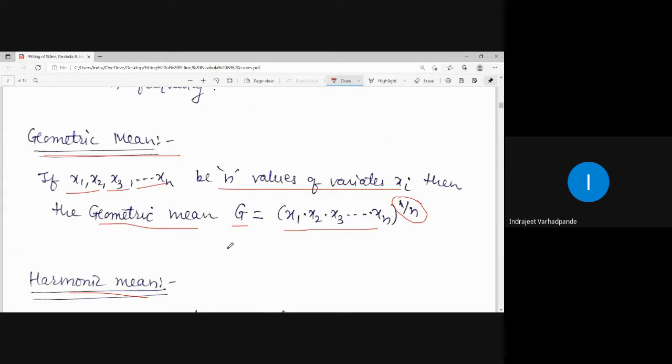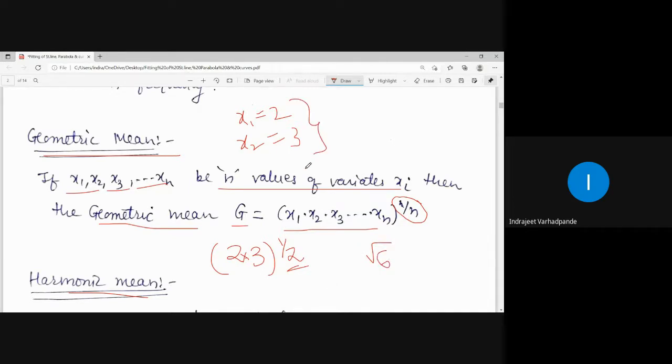Suppose there are two observations, 2 and 3. Then (2 into 3) raised to the power 1/2 is the geometric mean for that set of observations. Here x1 is 2 and x2 is 3. There are 2 observations, so we take the product of the observations and raise it to the power 1/n, where n stands for the number of observations. So 6 to the power half, or the square root of 6, is the geometric mean for the given set of observations.